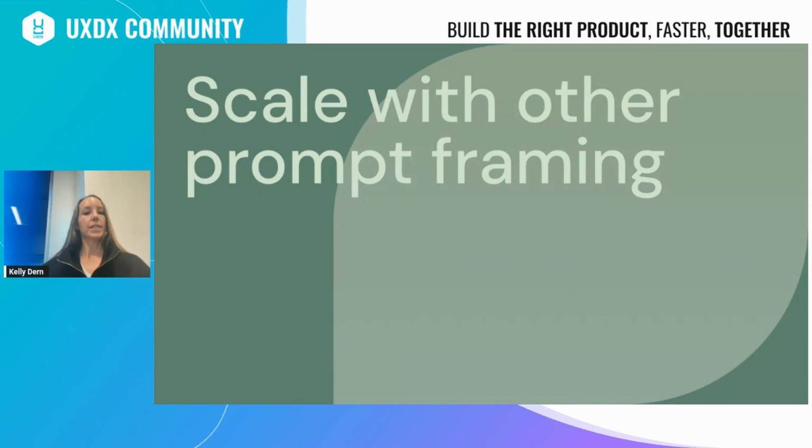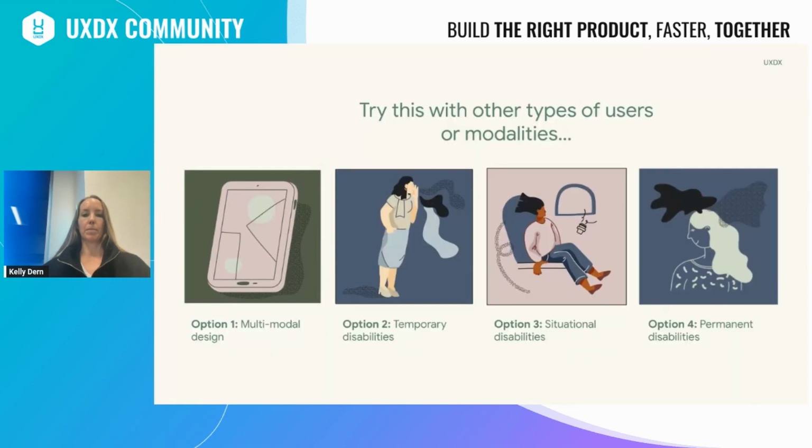Now let's talk through scaling this with other prompt framing. So you can try this with other types of users or modalities. So we were talking about multimodal design. You can ask it to reframe the CUJs based on a mobile app or desktop or an audio-only device, for example. And then also going through and doing temporary disabilities, situational disabilities, or permanent disabilities.